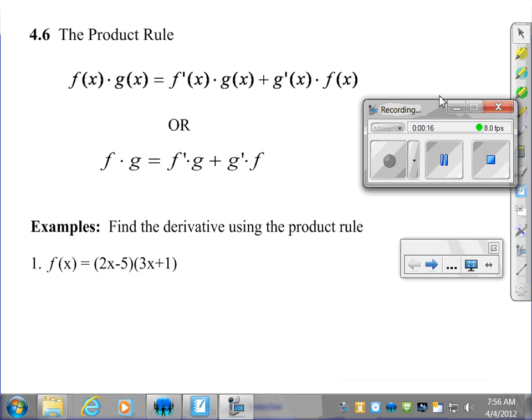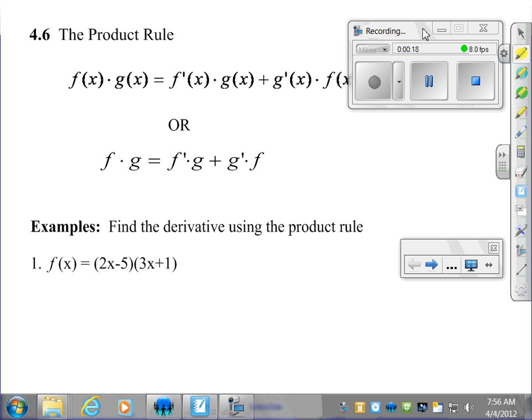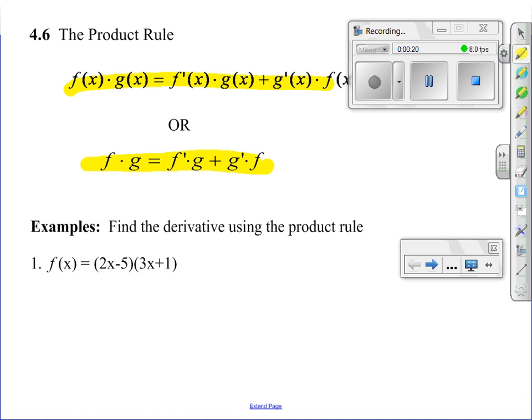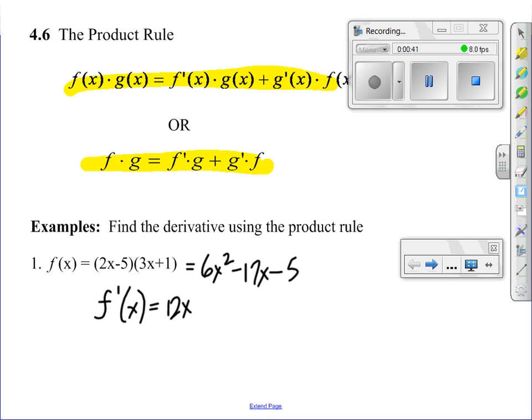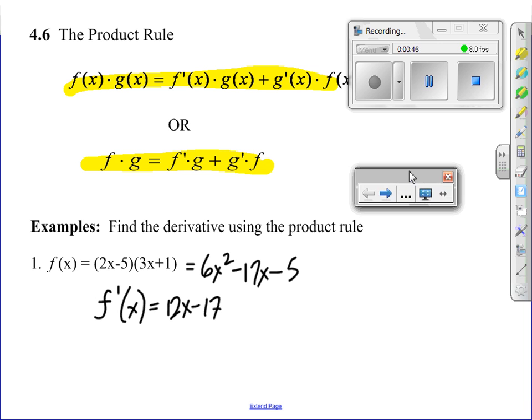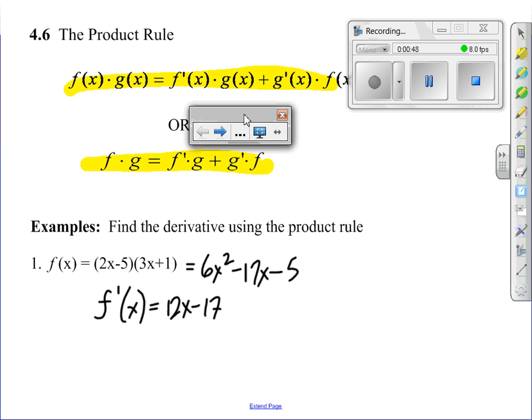So to illustrate the product rule, which is stated right here and above as well, we're going to use this quadratic expression, and if I was to use the elementary rule, I would multiply it out. 6x squared minus 15 plus 2 is minus 17x minus 5, and then when I find the derivative, I would get 6 times 2 is 12, subtract 1 from the exponent, and then minus 17. That's the answer, and it would make sense to do it that way. The product rule will allow us to do the same thing slightly different.